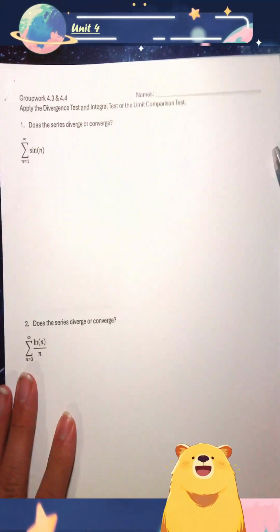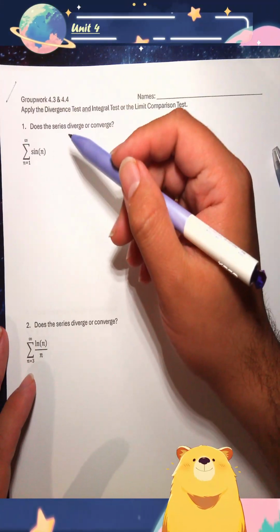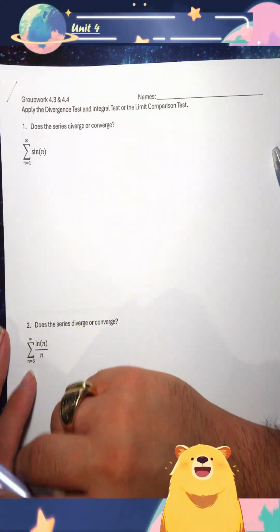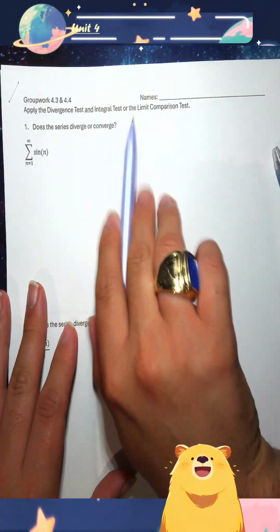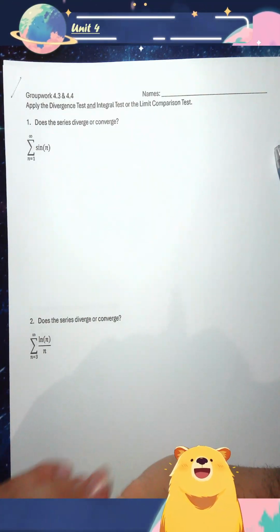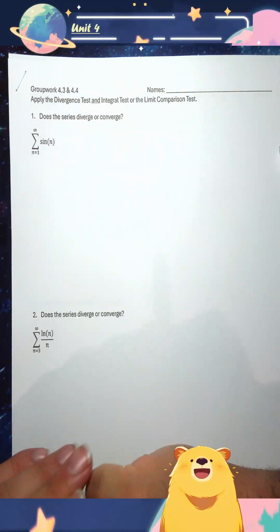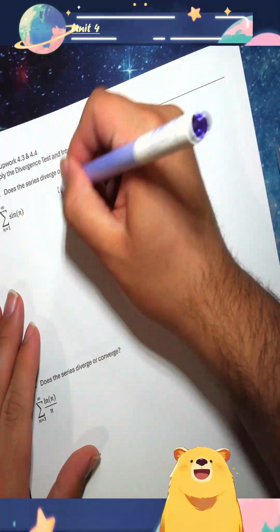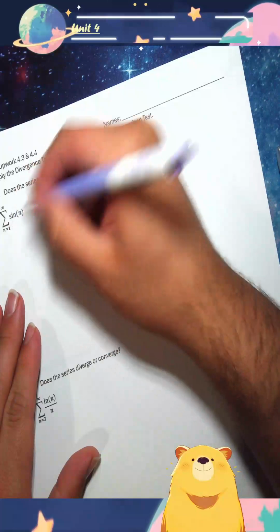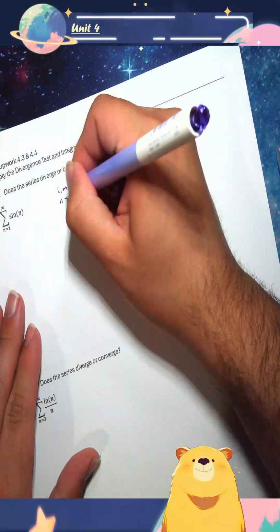Our worksheet for today. Okay. So does the series diverge or converge? The prompt is apply divergence test and integral test or the limit comparison test. Okay, so we're going to do the divergence test first. Extract just the series in the sum.